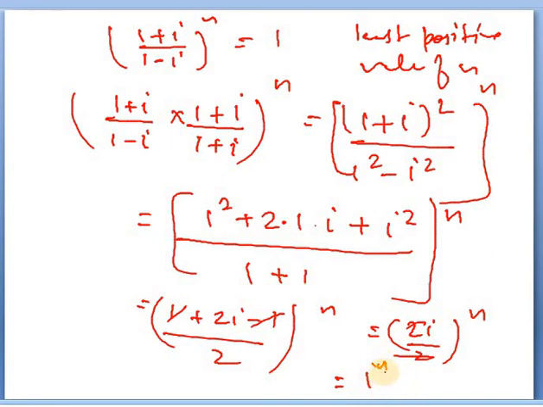Now what is the least value of n? We know i raised to power 4 is equal to 1. So that means n = 4, which is the least value.